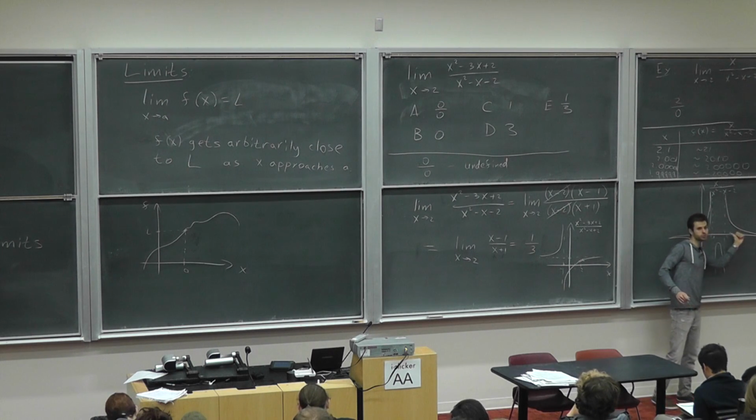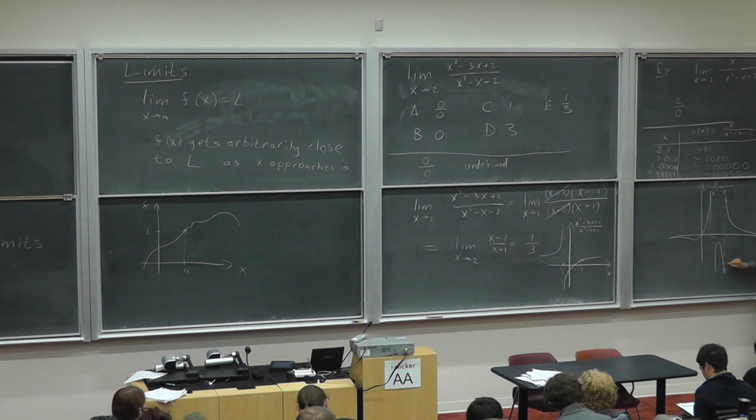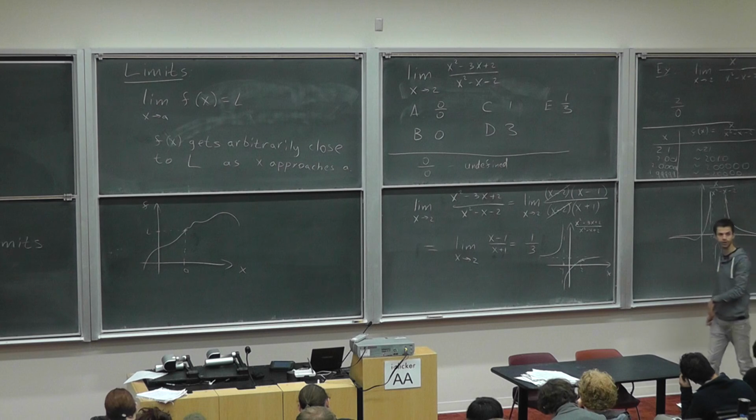When x approaches 2, let's say from the right, the function becomes increasingly large and positive. It goes all the way up. It does not approach any finite value. If x approaches 2 from the other side, the function escapes down. It does not approach any number, it escapes, well, in this direction, to infinity, somewhere far, far away.